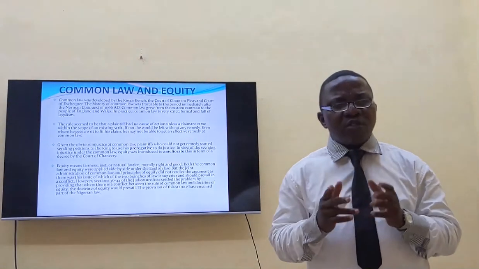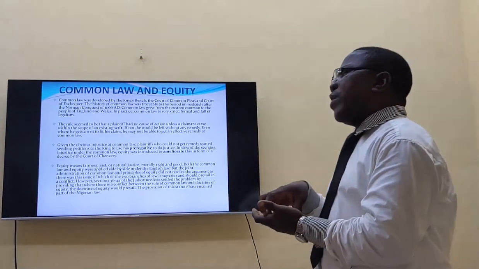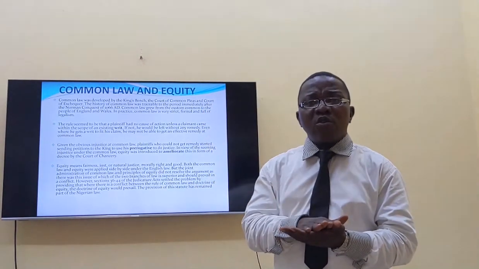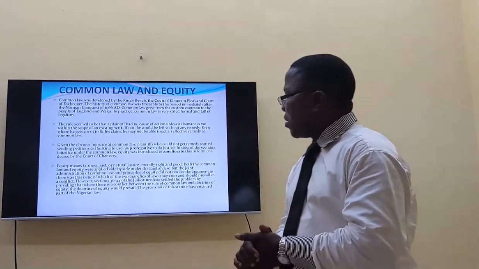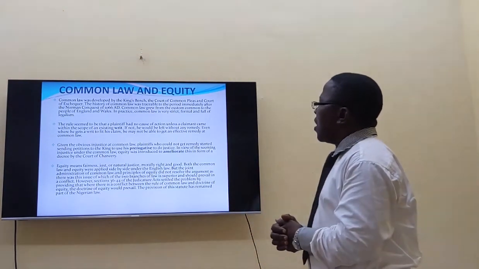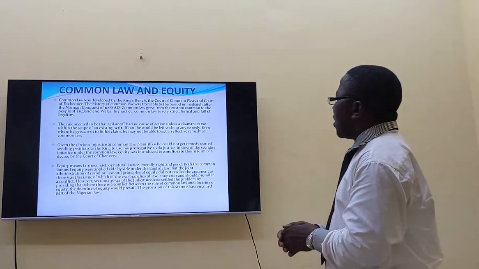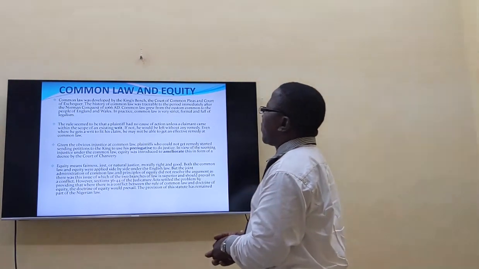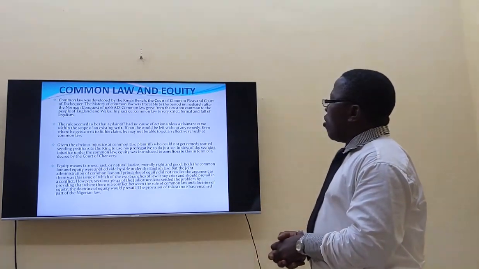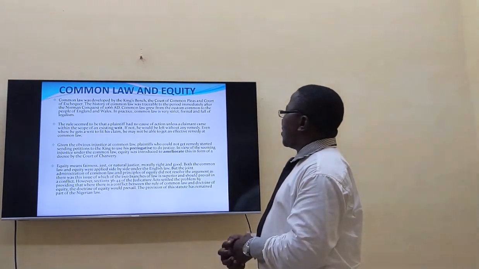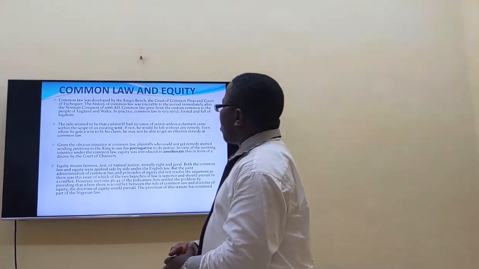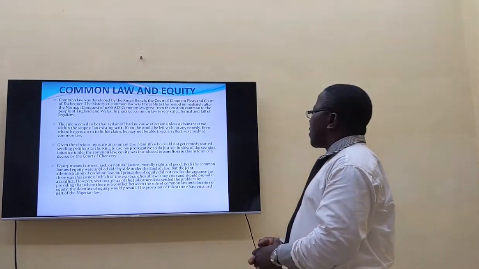There's always a rule or procedure that if you feel that such a wrong has been done to you, you must follow a procedure to get a remedy. Otherwise, you will not get a remedy. So if not, he will be left without any remedy. Even where he gets a writ to fit his claim, he may not be able to get an effective remedy at common law. Given the obvious injustice at common law, plaintiffs who could not get remedies started sending petitions to the king to use his prerogative to do justice.